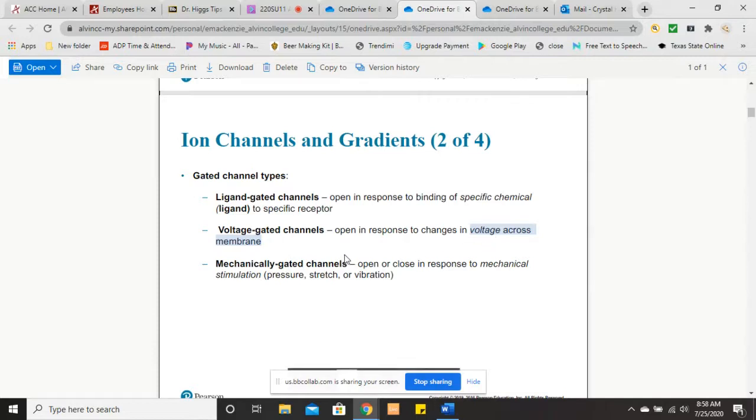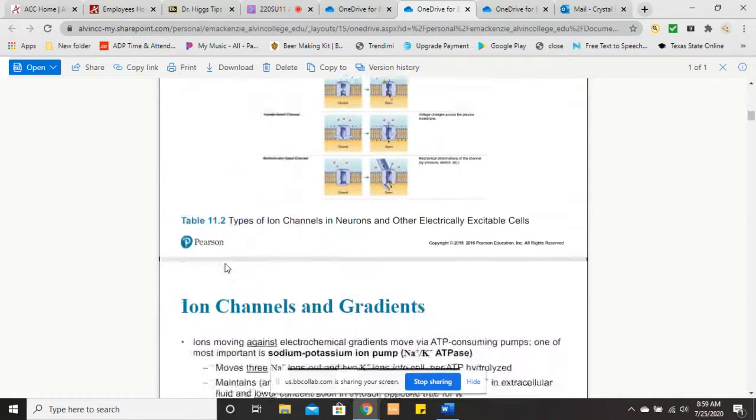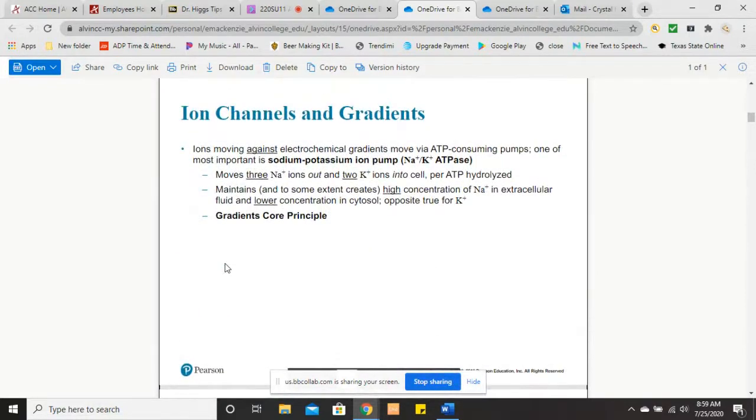And some channels, you need to provide some type of mechanical manipulation. Remember, when you hear the word mechanical, think physical. So think touching it, pressing on it, shaking it, stretching it. You need to do some type of mechanical stimulus to open this channel. So we call it a mechanically gated channel. And these channels, particularly your voltage gated channels, are the ones that are going to help us to generate the difference in charges across the membrane and to change it for your action potential.